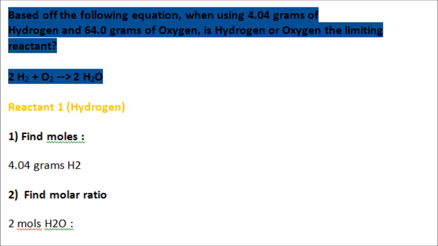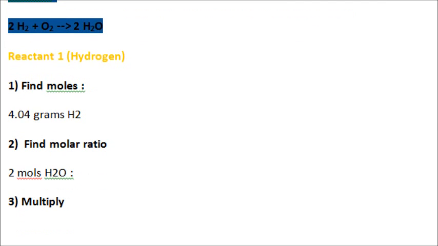Okay, so based off the following equation, when using 4.04 grams of hydrogen and 64.0 grams of oxygen, is hydrogen or oxygen the limiting reactant? And here's the balanced equation: 2H2 plus O2 yields 2H2O. So, for reactant 1, hydrogen, find the moles from the given. The problem gives us 4.04 grams, and the molecular mass of H2 is 2.02. Like I said, don't know how to do this, check out stoichiometry. That would be 2 moles of H2.